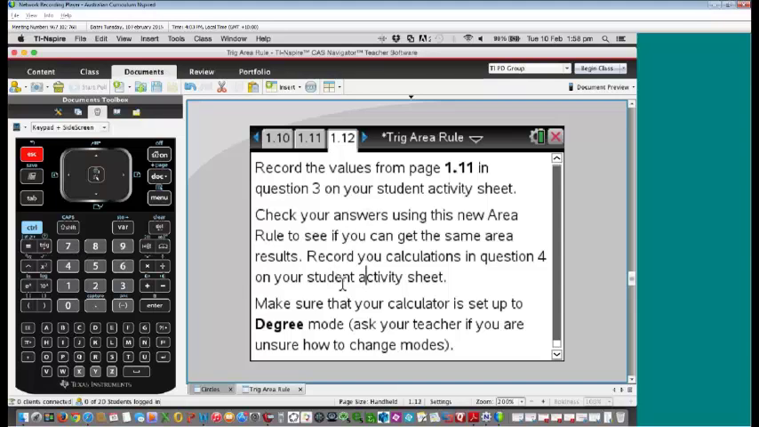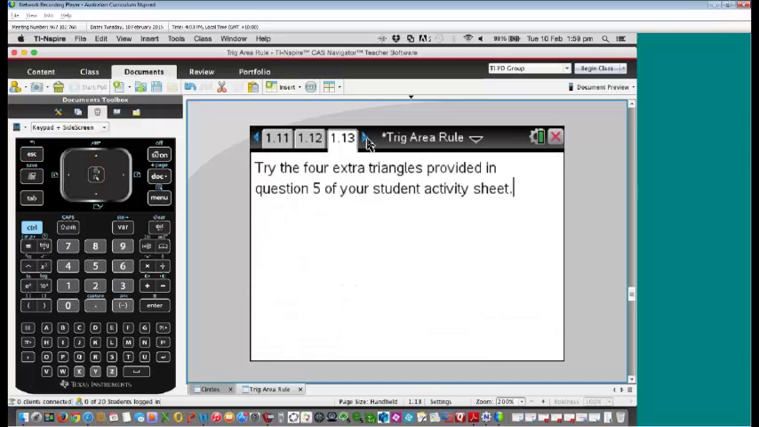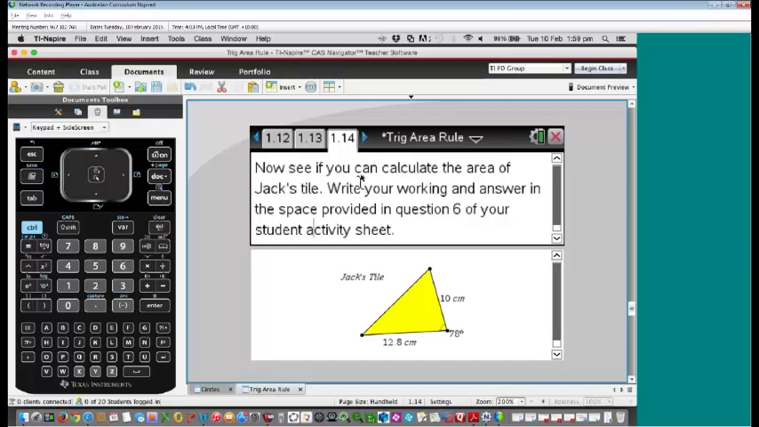Okay, the next thing, again, the TNS file takes you through, and it just talks about checking your answers using your rule, etc. It just reminds them about using degree mode, just in case they're getting weird-looking answers. And then it talks about trying the 4 extra triangles that are included with the worksheet. It now goes on and asks them to work out the information for Jack's tile.